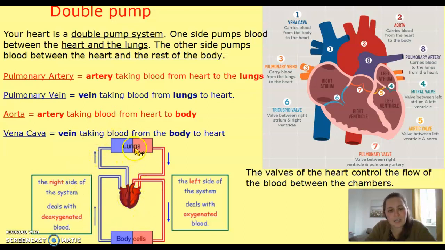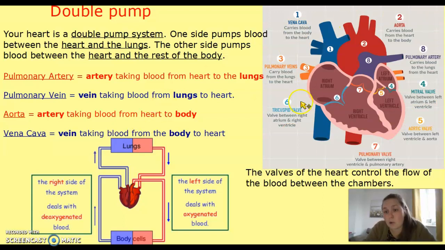You breathe in oxygen, so the lungs are where you get your oxygen. The body parts take your oxygen because they need the energy to do all their movements and anything like that, and then the blood flows back again.